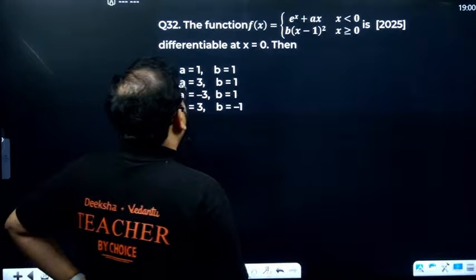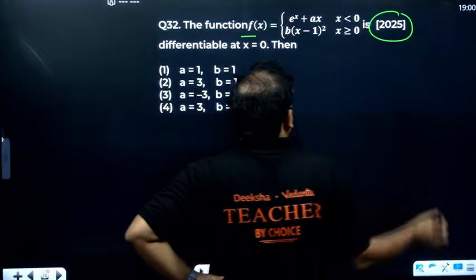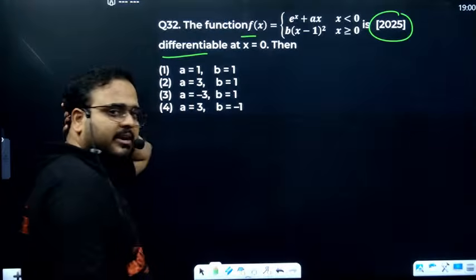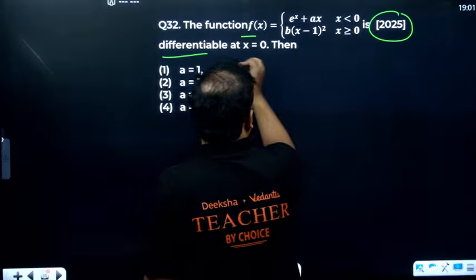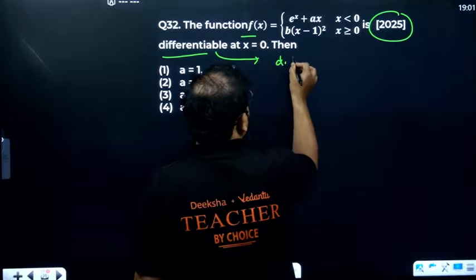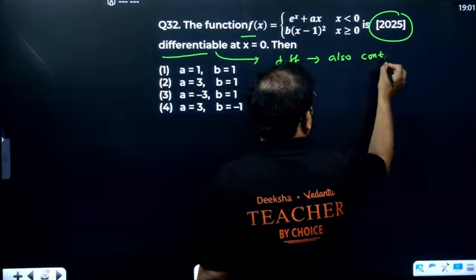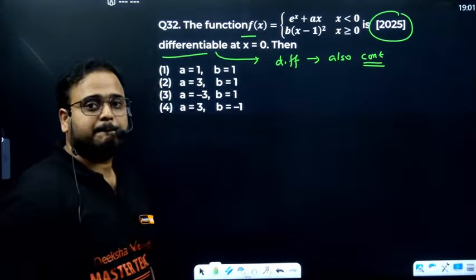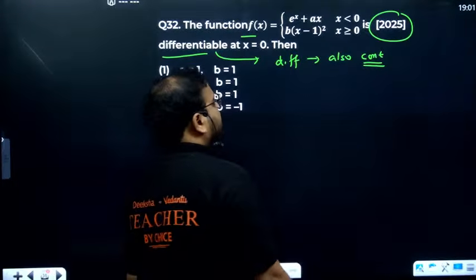Okay. The function given over here, f(x) as this, again last year's PYQ. I want to check whether it's differentiable or not. They have given that it is differentiable. So we know this is going to be continuous also. Differentiable means also continuous. So how do you solve it? How to solve this question? This problem is given to you over here.